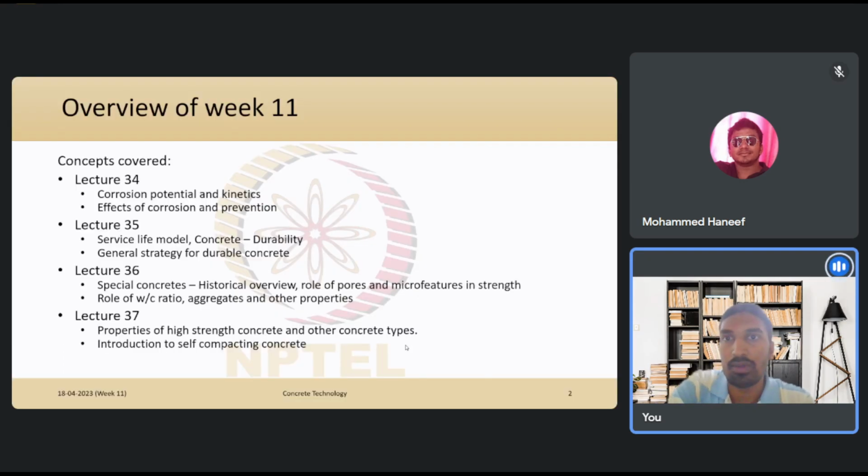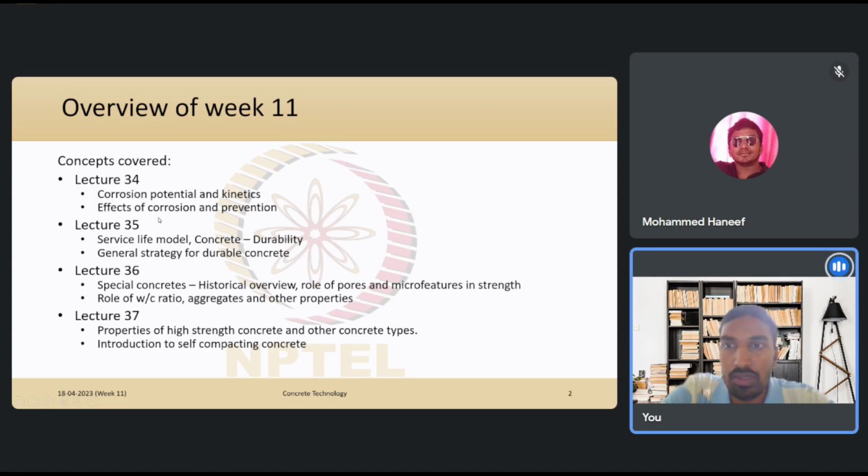Okay, so let's start with an overview of the lectures covered in week 11. We had 4 lectures, and in week 11 we continued with the durability aspects. In particular, we started off continuing the discussion on corrosion that we ended with in week 10. In lecture 34, we looked at corrosion potential and corrosion kinetics, so how this corrosion occurs in the rebars, the mechanism and also the kinetics, which determine the rate of the corrosion reactions.